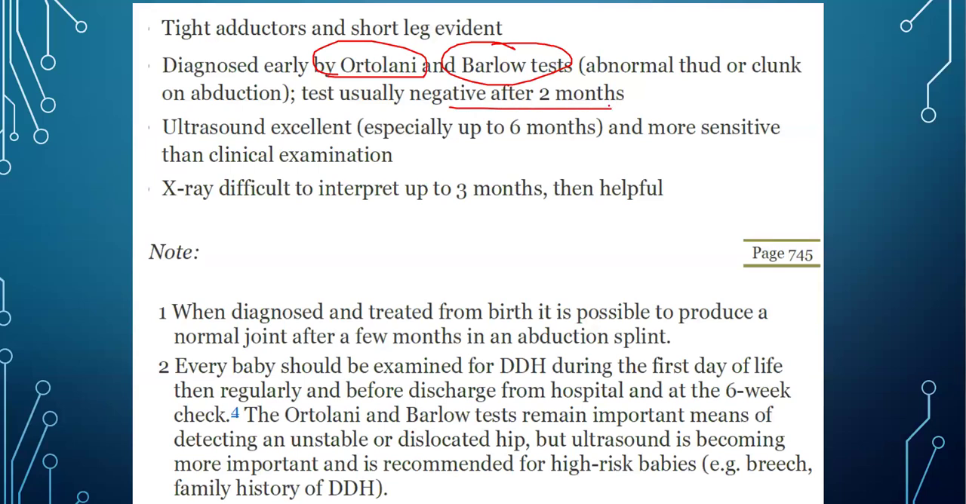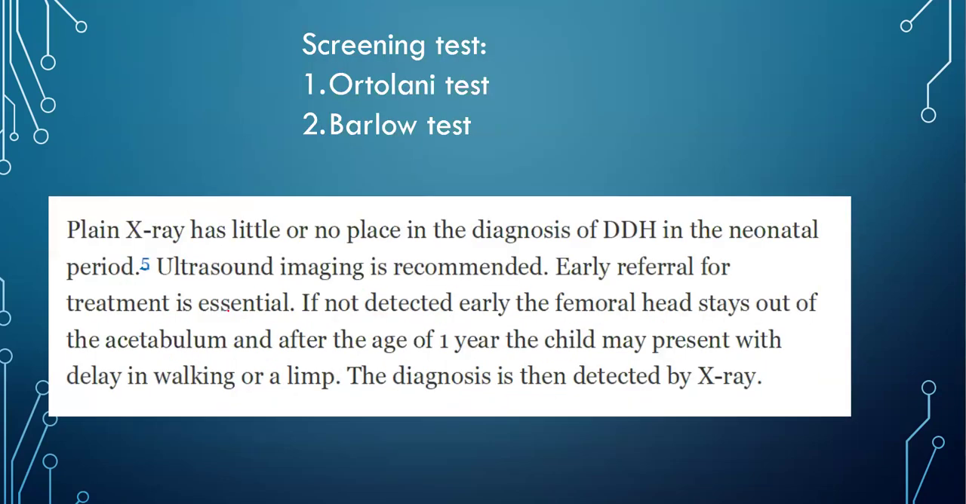So after 2 months, if you want to confirm DDH, what would you do? You do ultrasound. And even if your Ortolani and Barlow are positive, you can confirm the diagnosis by ultrasound. Usually up to 6 months, we will be doing ultrasound to confirm DDH, and after 6 months, you can do X-ray. So the screening tests are Ortolani and Barlow. Plain X-ray is usually not the diagnostic choice for DDH.